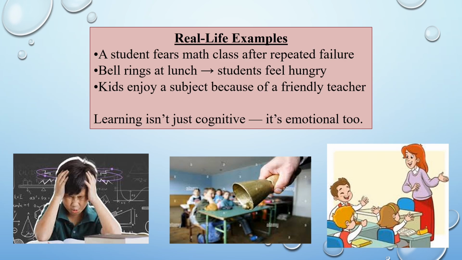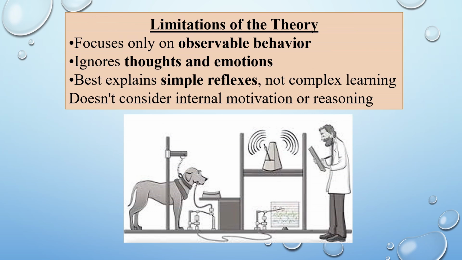However, the theory also has some limitations. It focuses only on observable behavior and does not consider thinking, emotions, or motivation. It is most useful for explaining simple reflexes but not complex learning or decision making. So, while it is powerful, it is not the whole picture.